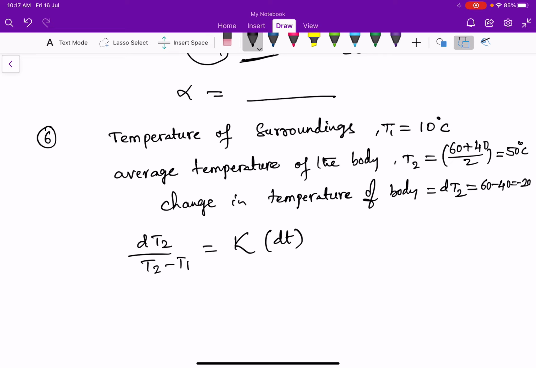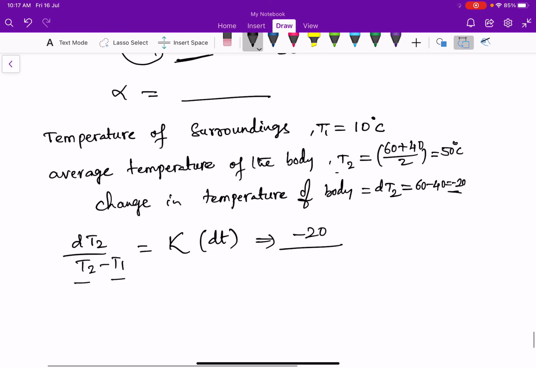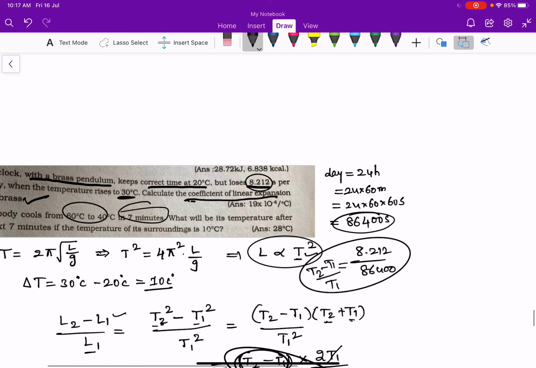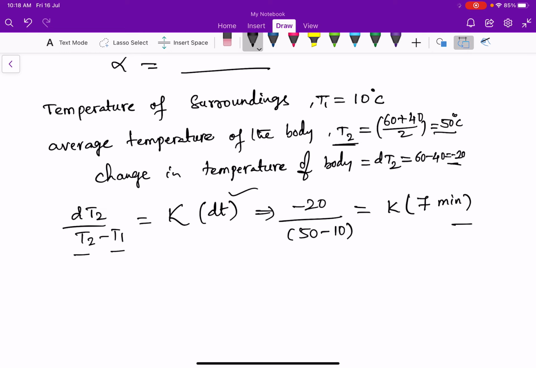So dT2 is how much? Minus 20. Minus 20 divided by T2 minus T1. Average value of T2 is how much? 50 minus T1, which is 10, is equal to some constant into dt. What is the time taken here? Yes, given that in first 7 minutes. So let this value be 7 minutes. Let it be equation number 1.